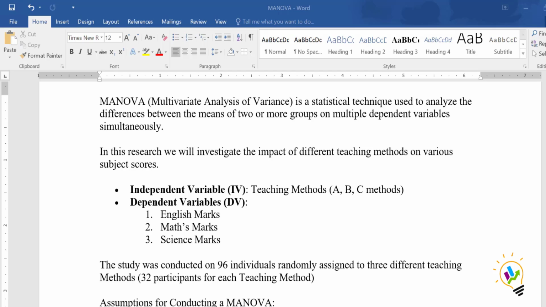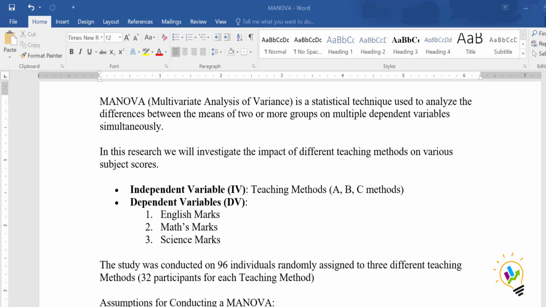dependent variables simultaneously. So I am taking a case where we have multiple dependent variables like English marks, mathematics marks and science marks, and we have one independent variable, which is called teaching method, and this teaching method has A, B and C teaching methods. We want to investigate, is there any significant difference between teaching methods towards each dependent variable?